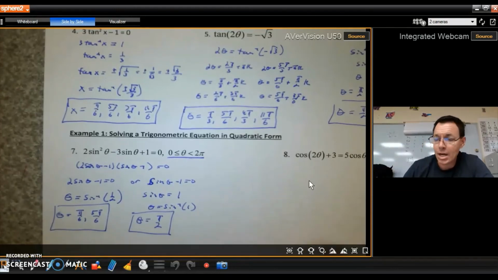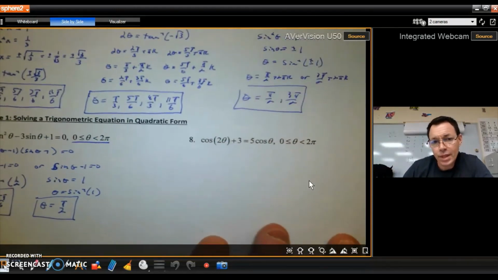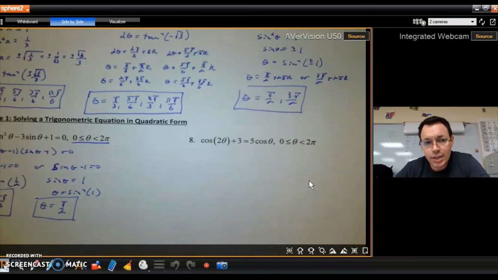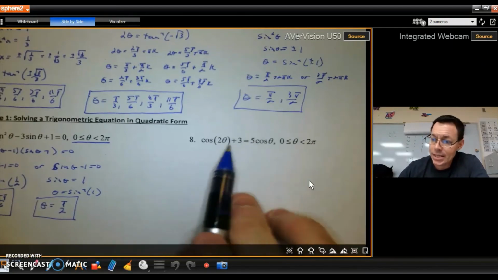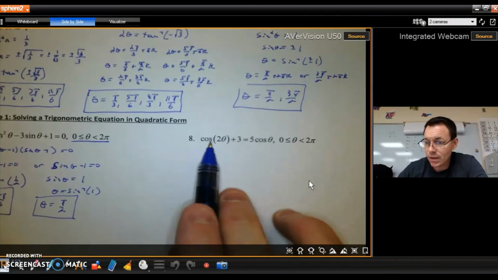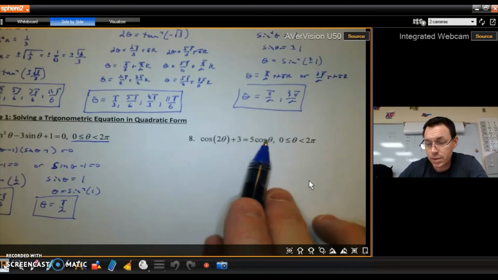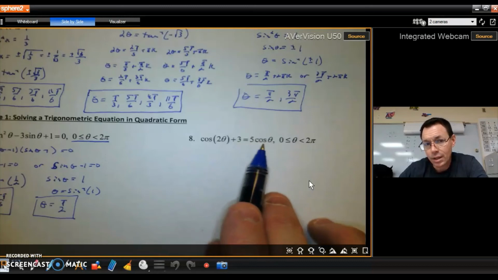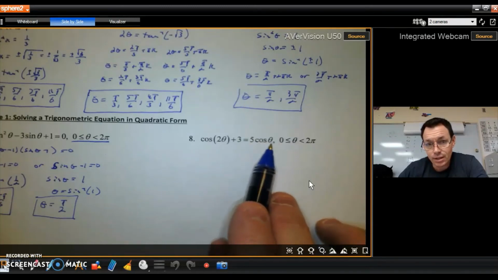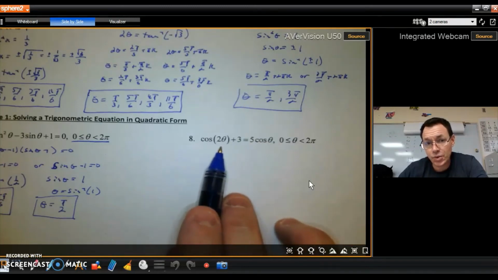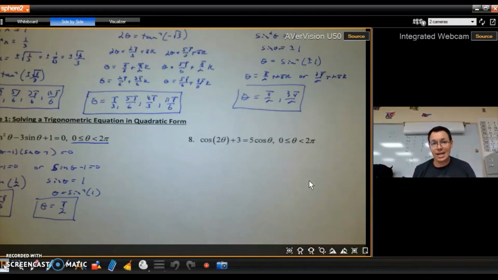Okay? All right, last one. Now, the last one is going to turn into something that looks like what we just did, but it's going to start out wrong. There's something wrong with this problem, and it's the fact that we don't necessarily have like terms. I know it looks like we do. We have a cosine and we have a cosine. But this is a cosine of theta, and this is a cosine of 2 theta, and they're not the same.